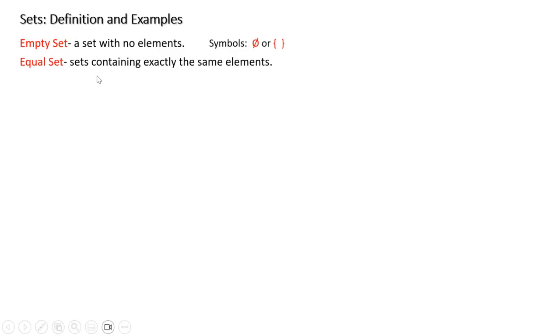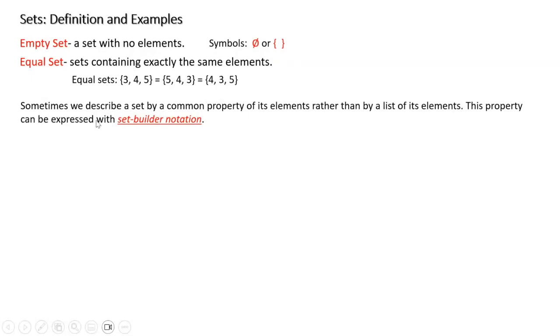Equal sets contain exactly the same elements. For example, the set 3, 4, 5 is equal to the set 5, 4, 3 is equal to the set 4, 3, 5. These are all considered equal sets.